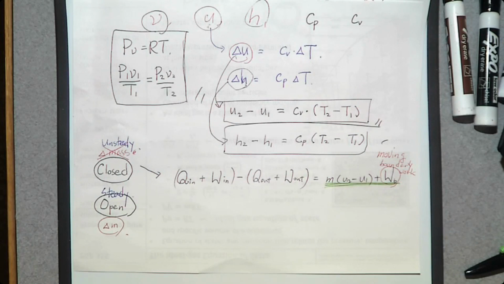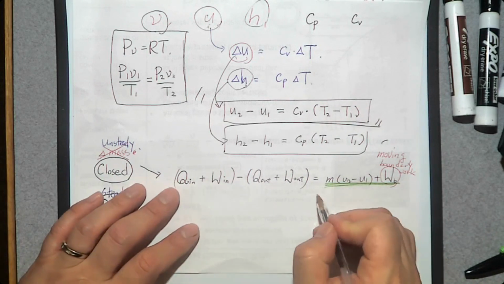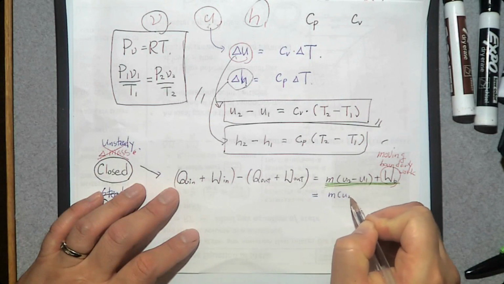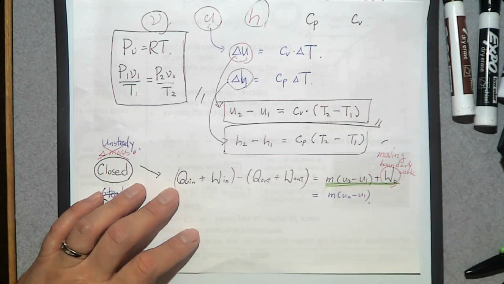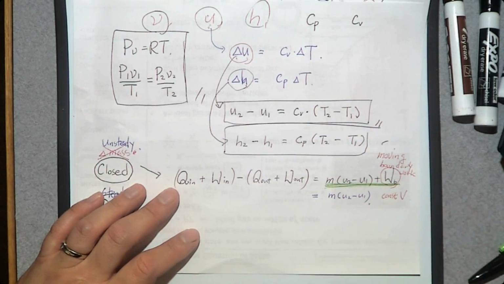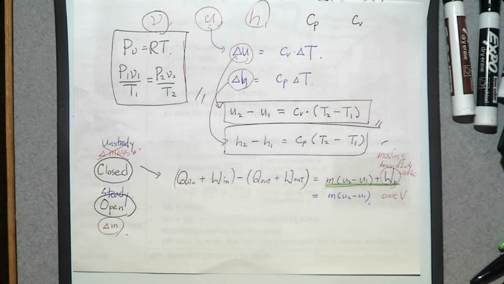When there is no volumetric change, there is no moving boundary work. If you have a constant volume process, where there is no moving boundary, then the right-hand side is going to be m(U2 minus U1). Or if you have a constant pressure process. What is a constant pressure process? Pressure does not change during the process.